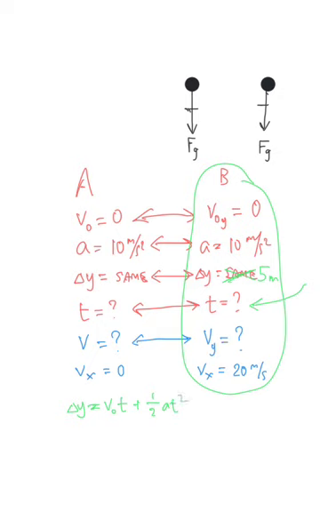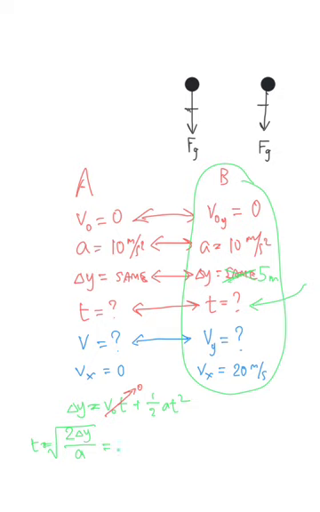Let's go through the 3-step process. First step is eliminate anything that's equal to 0. So the v0 was 0. Second step is to solve for the unknown variable, in this case t. So we're going to multiply both sides of the equation by 2 to get rid of that 1/2, divide both sides by a, and then take the square root of the whole thing to get the time.